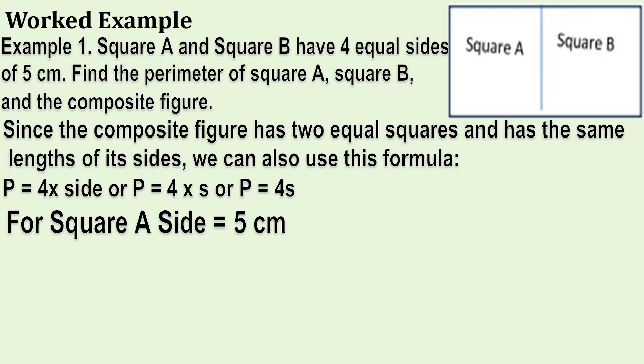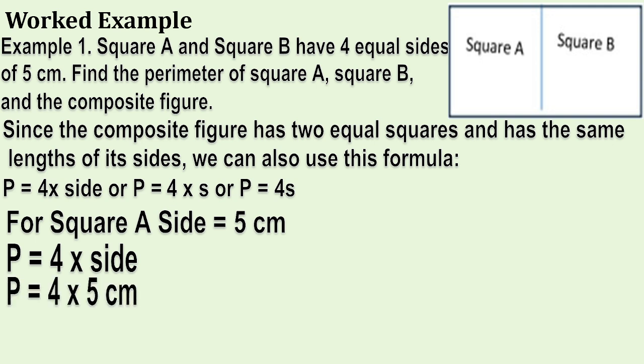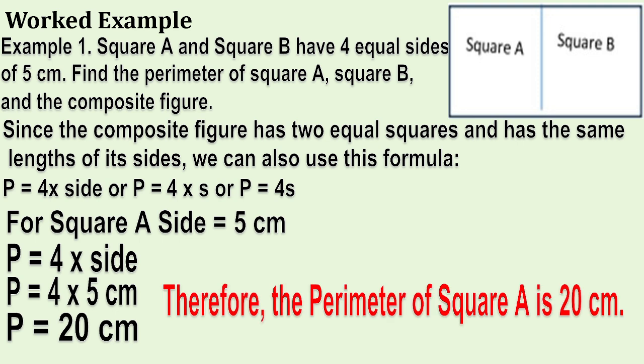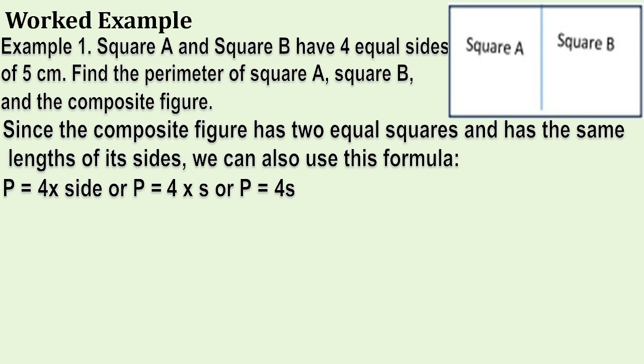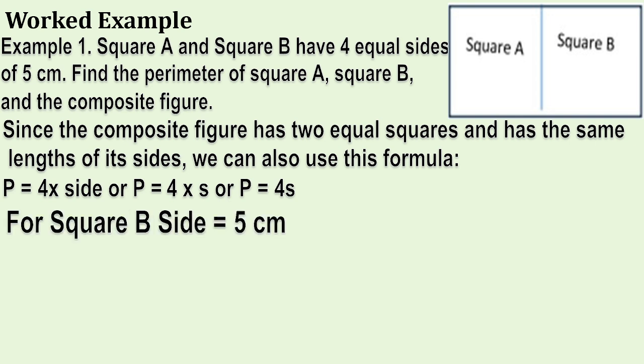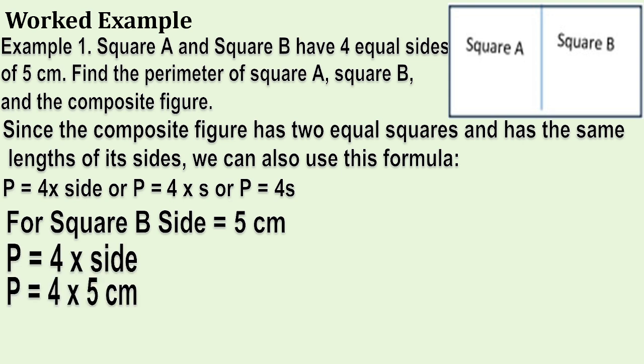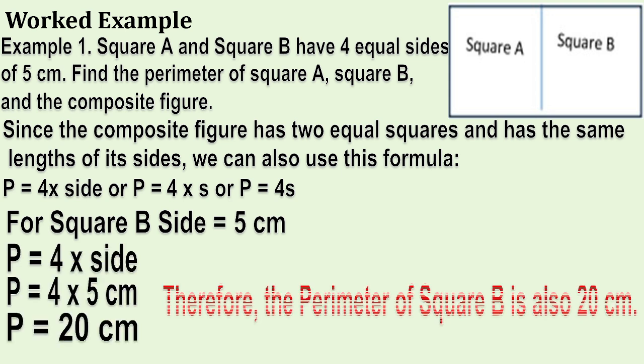For square A, side equals 5 centimeters. Perimeter equals 4 times side. So perimeter equals 4 times 5 centimeters. So 4 times 5 equals 20. Therefore, the perimeter of square A is 20 centimeters. For square B, side equals 5 centimeters. 4 times 5 equals 20. Therefore, the perimeter of square B is also 20 centimeters.